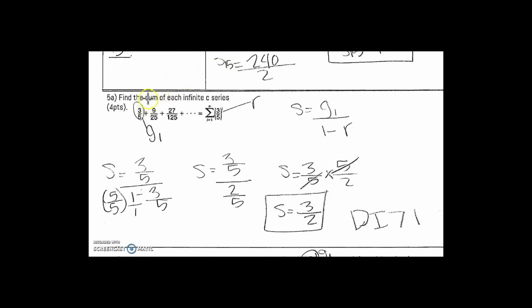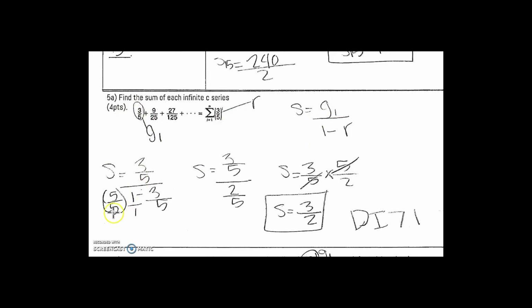Well, here's another keyword, infinite. This student wrote down the correct formula. The sum of an infinite geometric series is G1 over 1 minus R because your ratio is less than 1. Your ratio that the student pointed to was 3/5. So in your formula, your G1 value is 3/5.